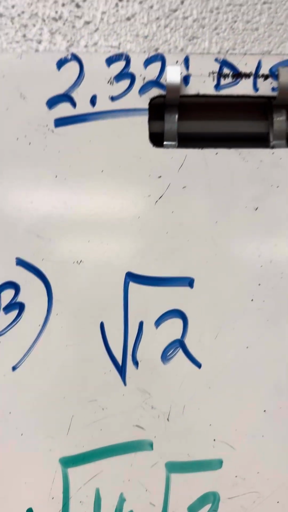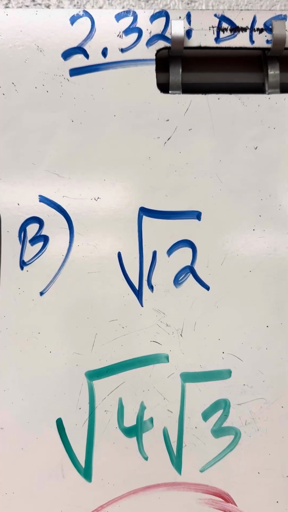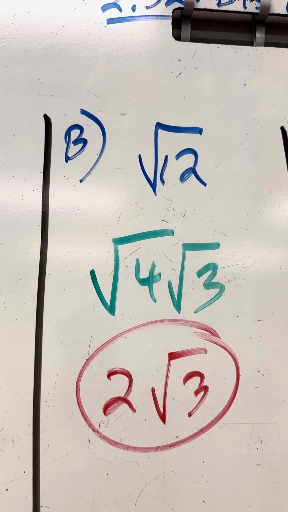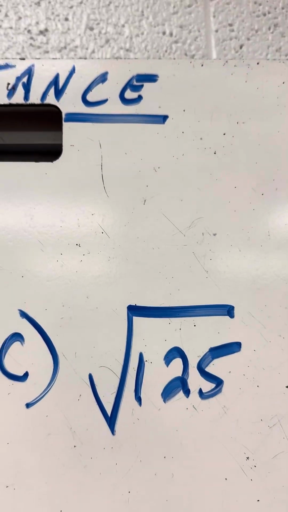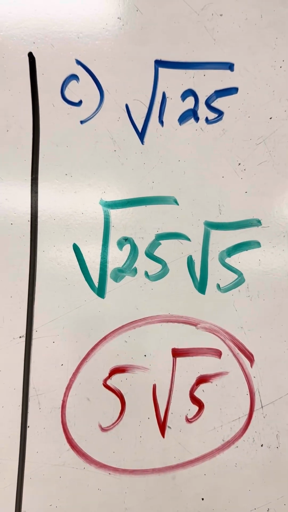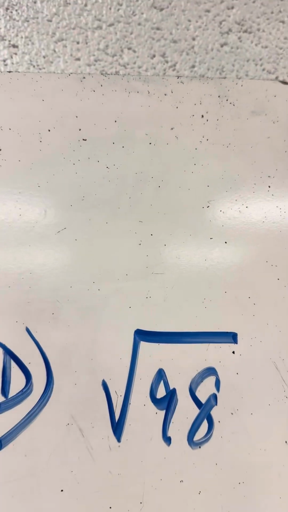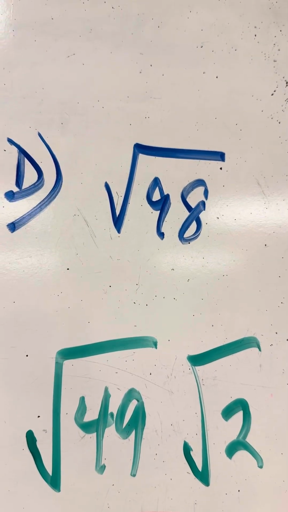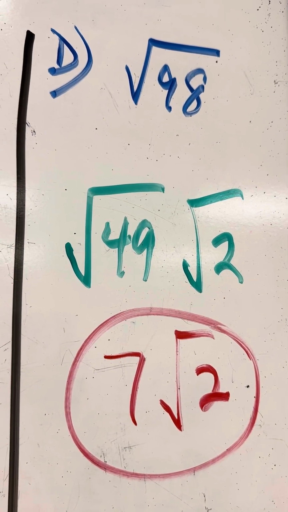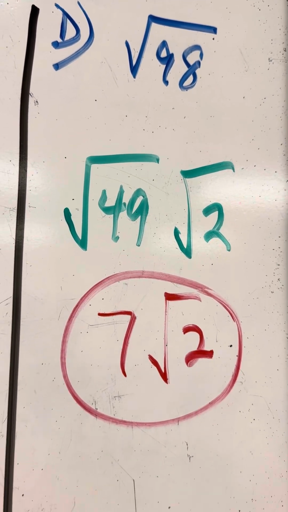What perfect square goes into 12? 4. Square root of 4 times square root of 3, or 2 square root of 3. What perfect square goes into 125? 25 times 5, or 5 square root of 5. What perfect square goes into 98? 49 times 2, 7 square root of 2. Okay, don't forget that. We're going to use that in a minute.